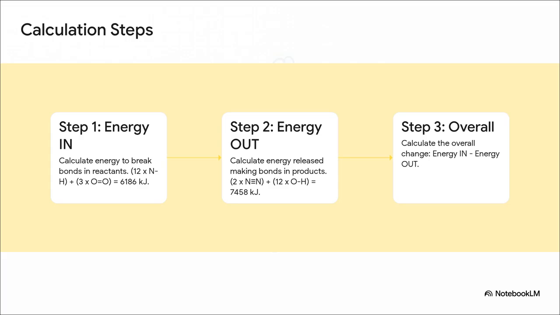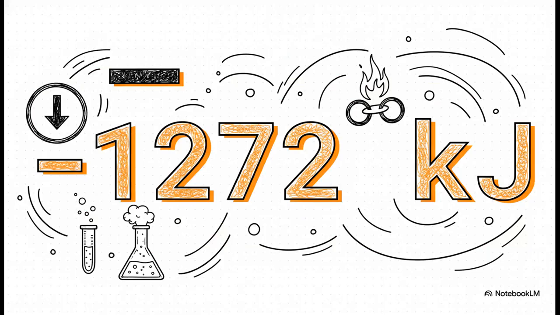Step 2, calculate the energy out. This is the energy released when we make new bonds in the products. That's 2 N≡N triple bonds and 12 O-H bonds. Using the table again, that's 2 times 945 plus 12 times 464, which gives us a total of 7458 kilojoules. Now for the final step, you just subtract the out from the in. And that brings us to our final answer for 3 full marks, negative 1272 kilojoules. And you've got to pay attention to that negative sign. It's super important for the very next question.